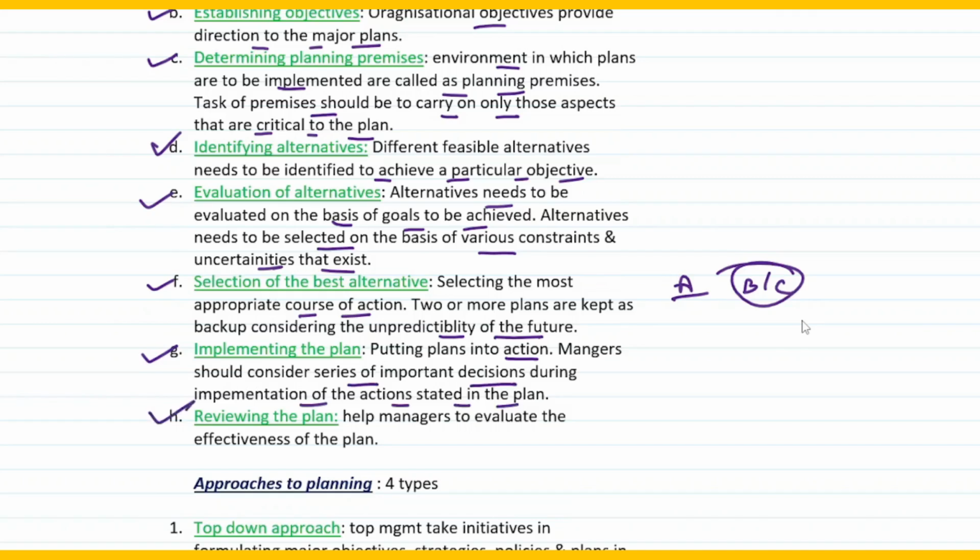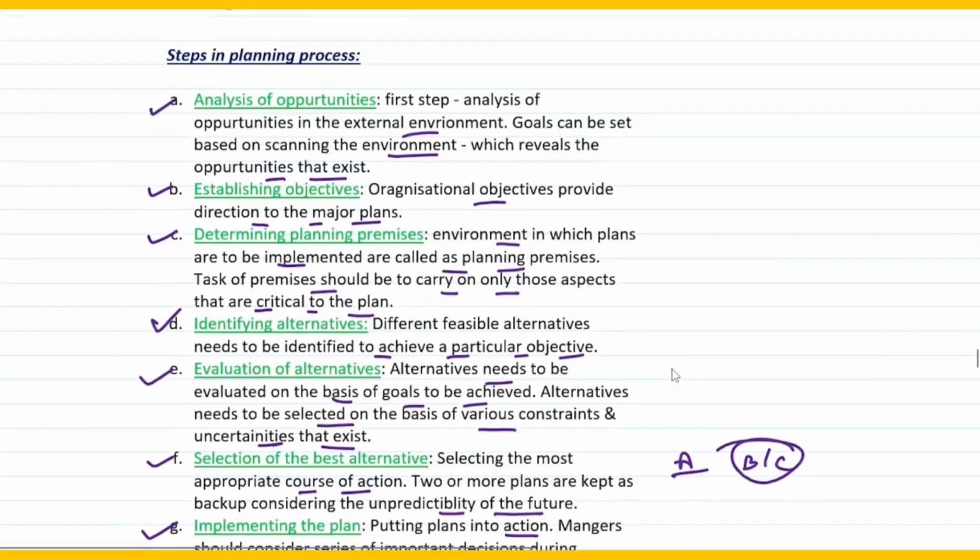Finally, reviewing the plan. Whatever plans are being implemented, you have got to review, right? Previously also Gary Dessler said that whatever plans you are making, you have got to appraise and review. Same is the case in the process of planning also. You have got to review the plan. It helps managers to evaluate the effectiveness of the plan, whether plans are implemented properly or not, right?